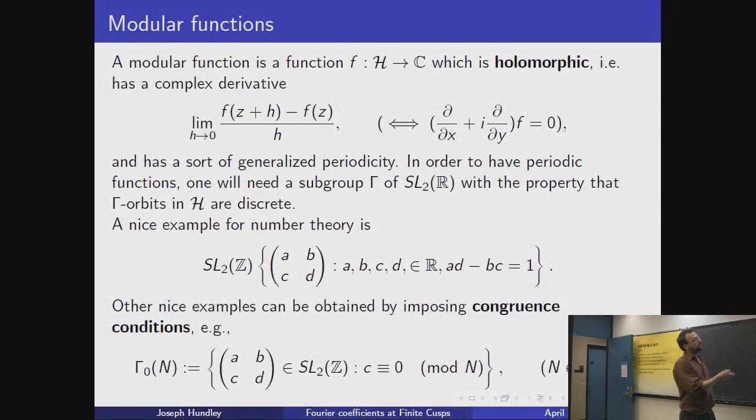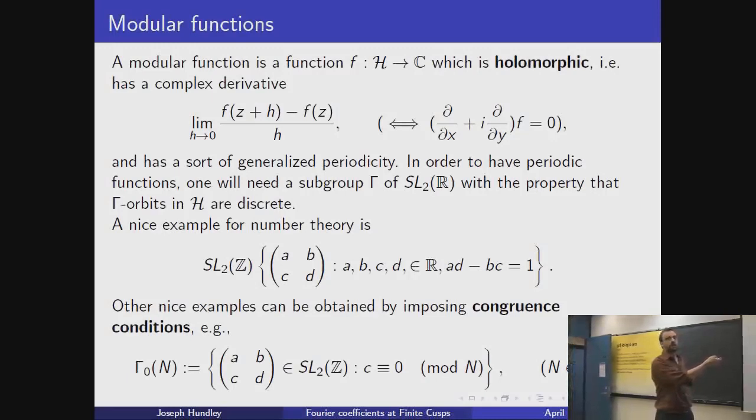And a nice equivalent condition, which might show up later, is that a function has a complex derivative if it's annihilated by that differential operator, where I always think of z as being x plus iy, so x always means the real part of z, and y always means the imaginary part of z. It's not too hard to see that if you say the limit along the real line has to be the same as the limit if you approach vertically, then the equality of those two forces this. So now for the interesting part, which is this generalized periodicity condition.